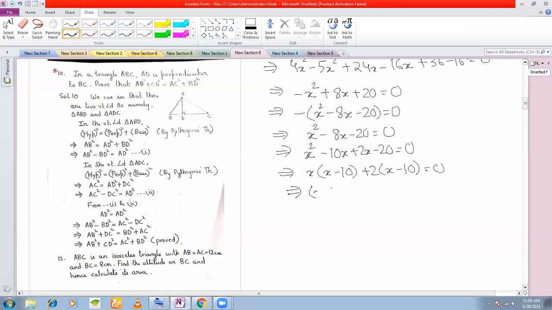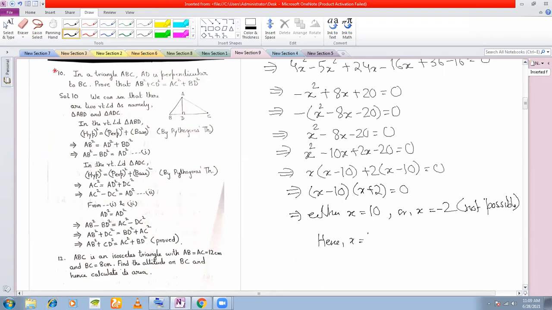That means x minus 10 into x plus 2 is equal to 0. That means either x is equal to 10 or x is equal to -2. But length cannot be negative, so this is not possible. Hence, x is equal to 10.